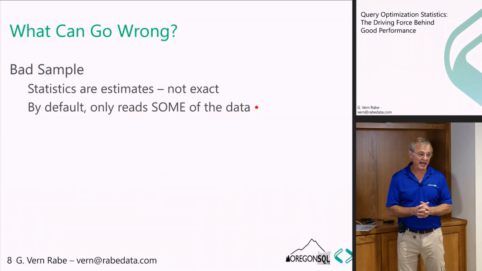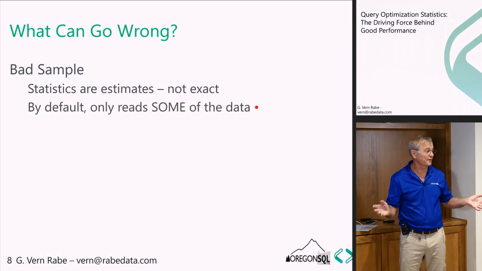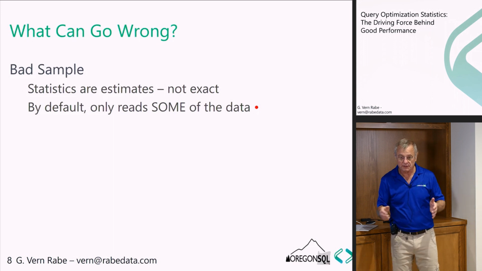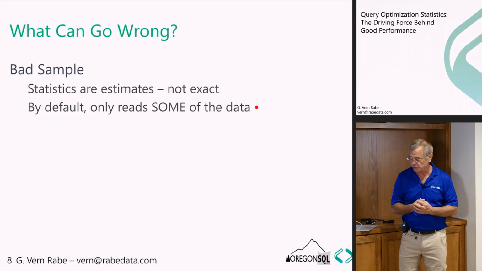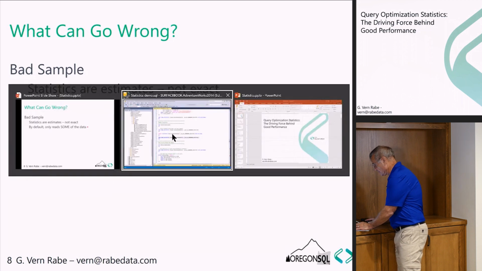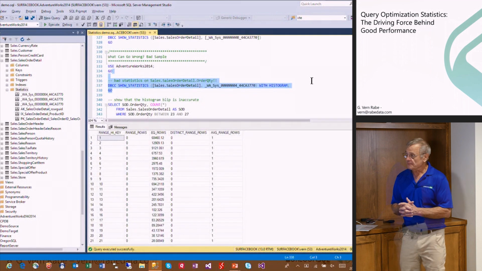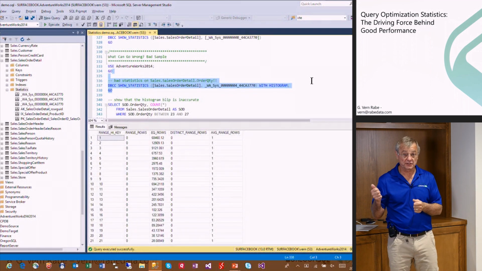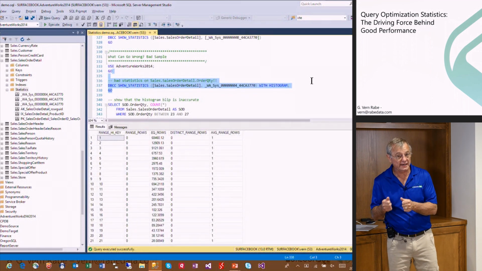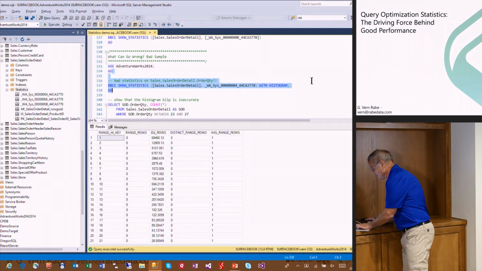So we can get a bad sample. Remember that we're not always, by default, sampling everything. We're going through, and there is some algorithm for how many rows to sample. And by doing that, we can get some bad statistics. So I'm going to take a look at the statistics of this object that we just created automatically, and we're going to look at it a little bit more.